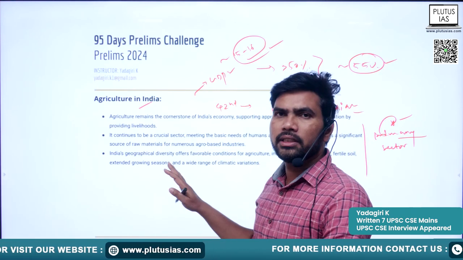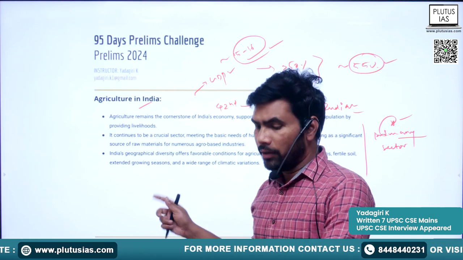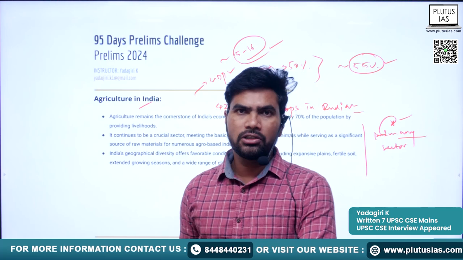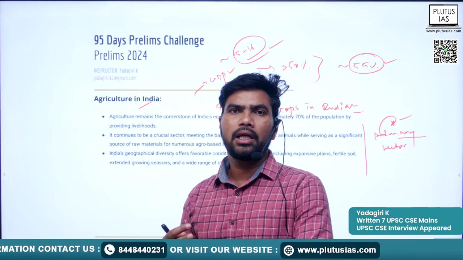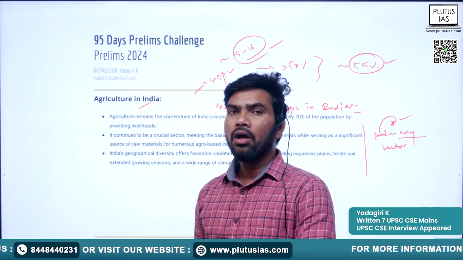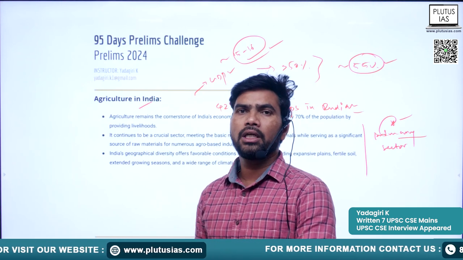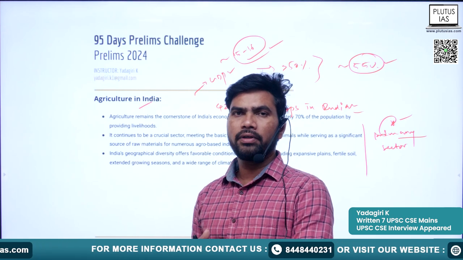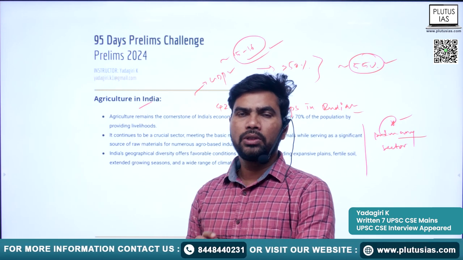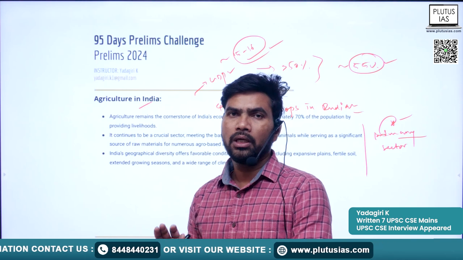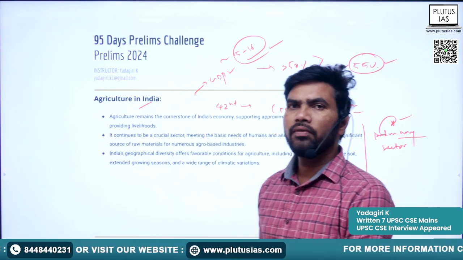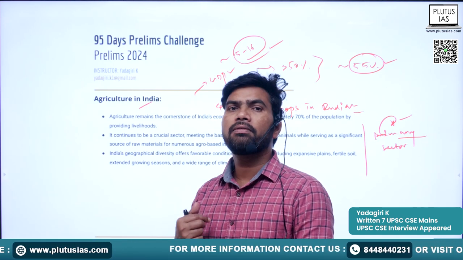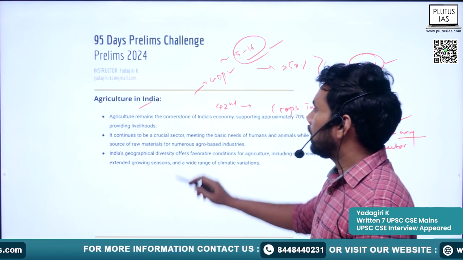Because of this, there are many problems in the agriculture sector. However, in this lecture, we do not go into the problems. When I discuss the main topics, we will go into detail on the problems related to agriculture. For the prelims aspect, we focus on the major crops in Indian agriculture and some characteristic features of Indian agriculture. This much is sufficient for the prelims perspective. Before that, we will understand a brief about Indian agriculture and the types of agriculture.